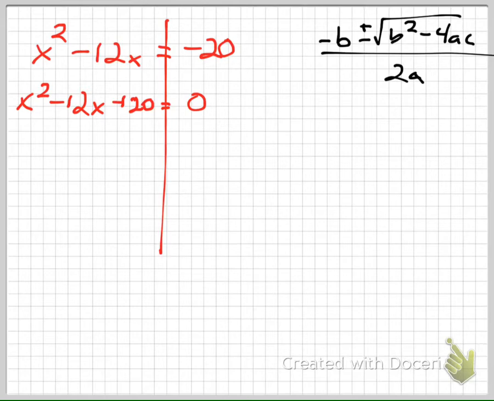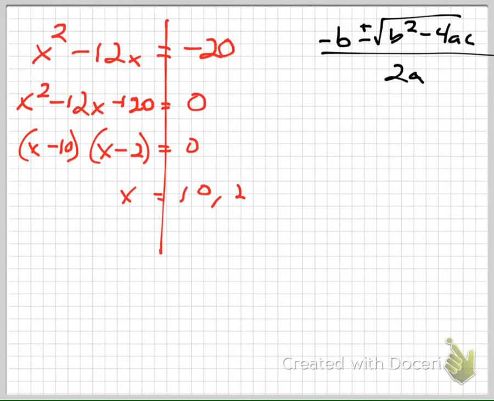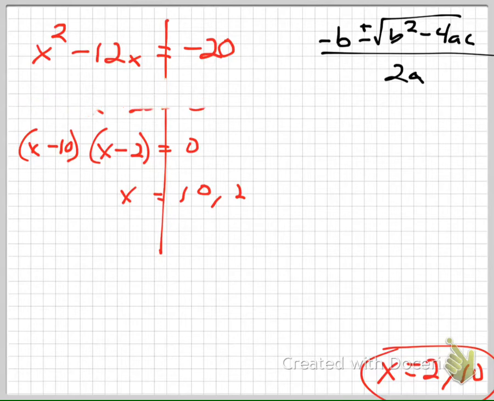What multiplies to 20 and adds to negative 12? 2 and 10, right? So it would be x minus 10 and x minus 2 equals 0, which means that x equals 10 and 2, or switched around. Does that make sense? You already know this. That was last chapter. So let's put this down here just to remind us that x equals 2 and 10. Now we're going to go up and plug it in.